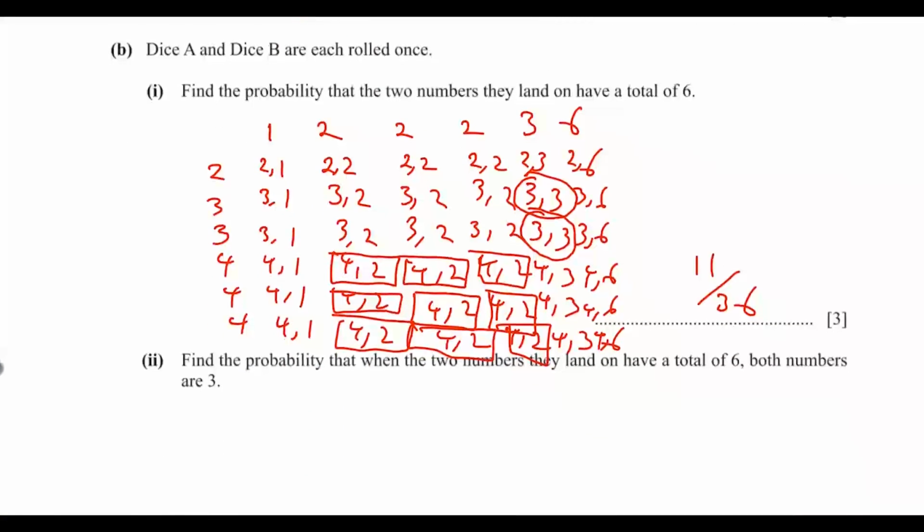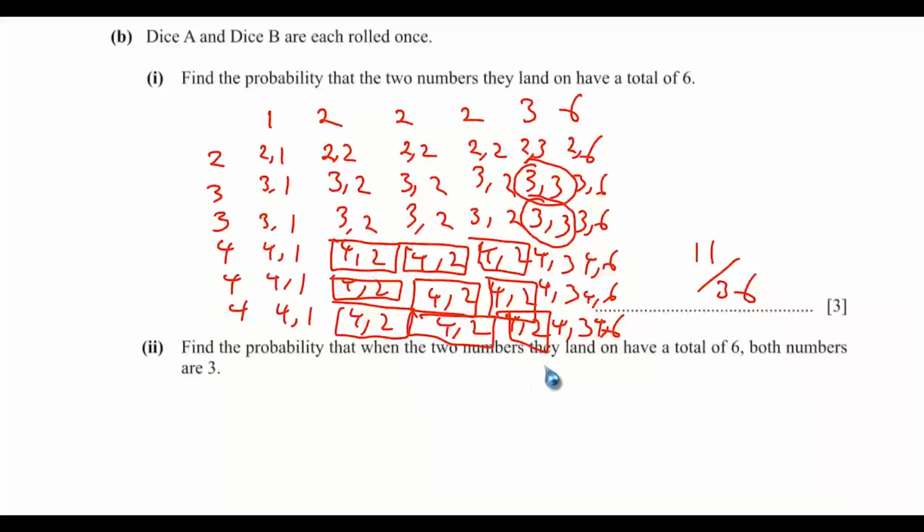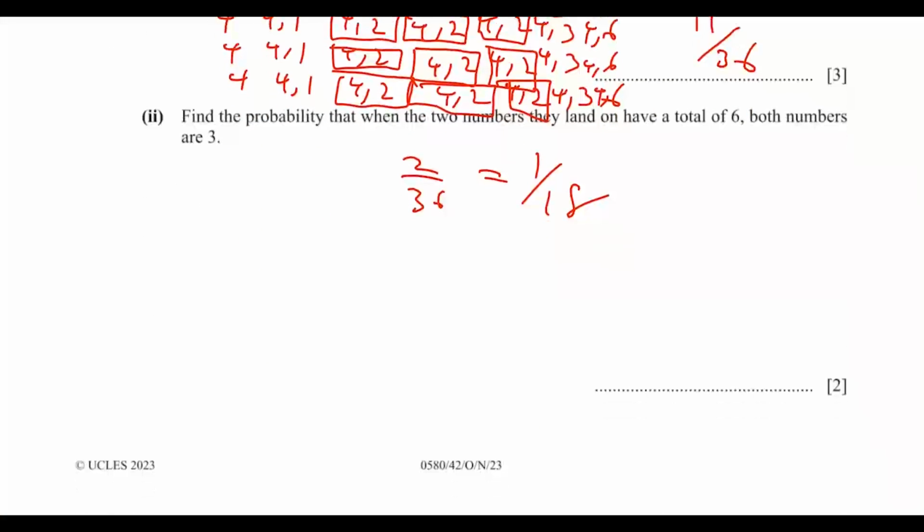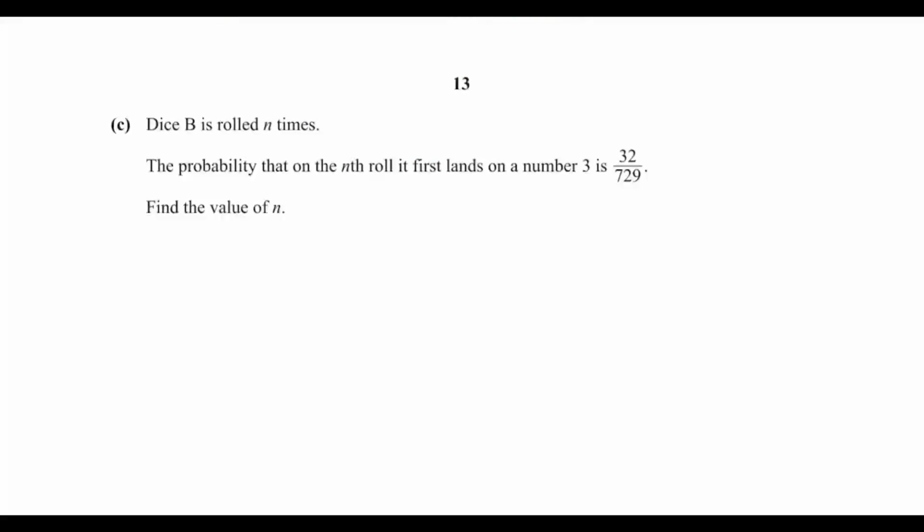Find the probability that when the two numbers they land on have a total of 6, both numbers are 3. So the two numbers are circled here, this and this. Okay, so the probability will be 2 out of 36, and that is 1 out of 18. So let's go to the next question. That will be part C.